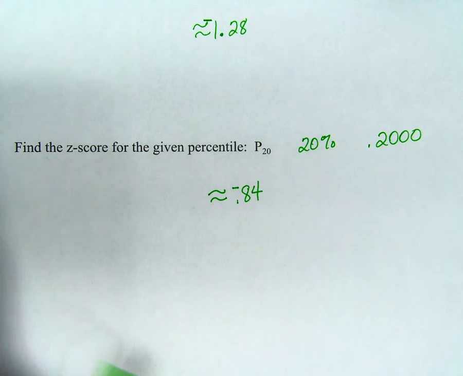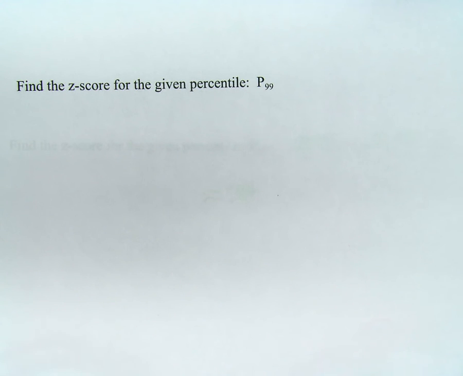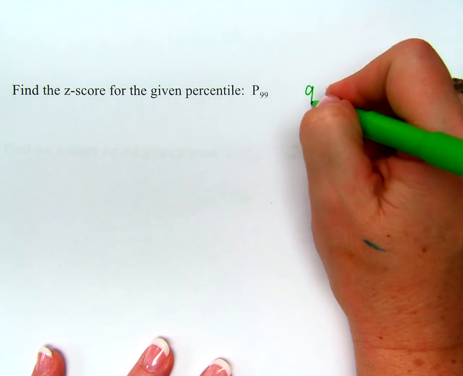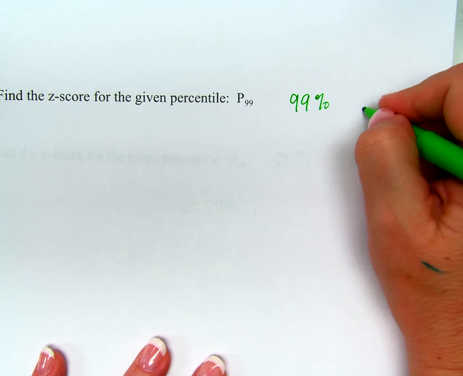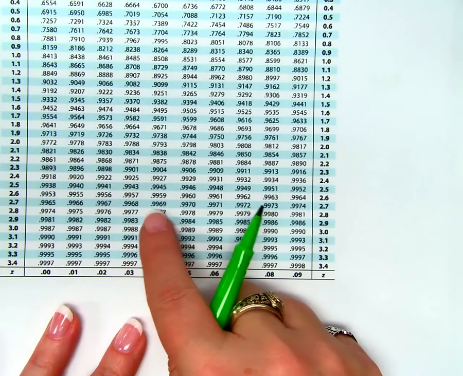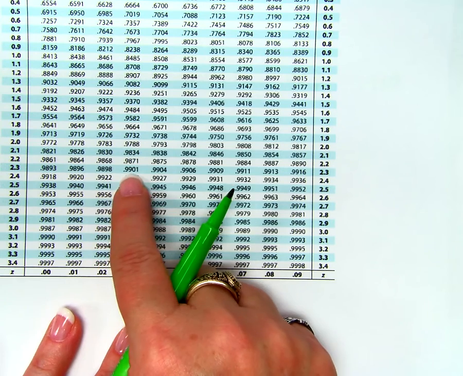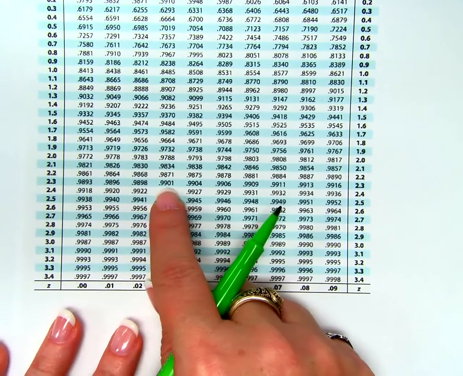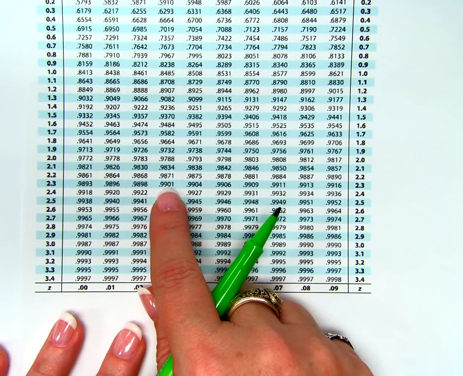All right, one more. I know it looks like there's two, but I accidentally wrote that one twice. Okay, find the z-score for the given percentile, P99. 99% is 0.9900. Look at our chart. 0.9901. Is that close? Is that closer than this? Which one's closer?